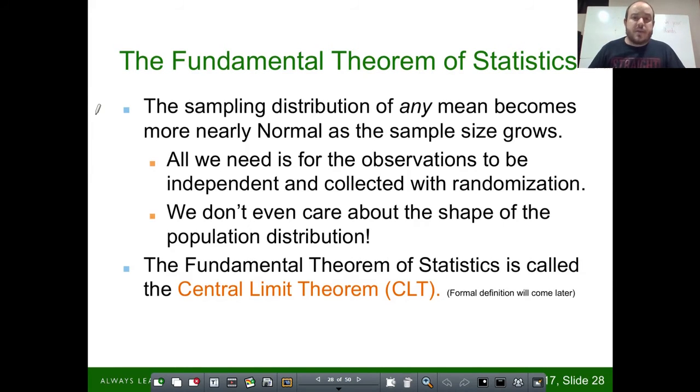Now, this is a very, very big deal theorem that's not going to seem like a big deal, but behind the scenes, it does a lot for the rest of this class in terms of what we'll be doing with stats. It says the sampling distribution of any mean becomes more nearly normal as the sample size grows. All we need is for the observations to be independent and collected with randomization. We don't even care about the shape of the population distribution. This is the fundamental theorem of statistics, and it's also called the central limit theorem.